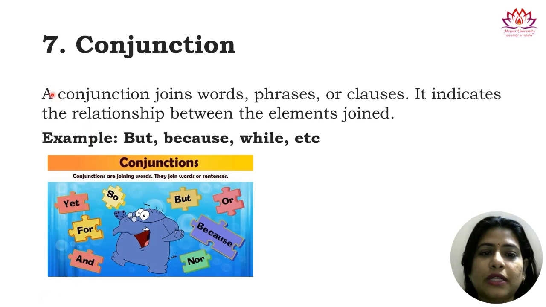Then comes conjunction. A conjunction joins words, phrases or clauses. It indicates the relationship between the elements joined. For example, but, because, while, or, yet, for, and, etc. All these are conjunction words.